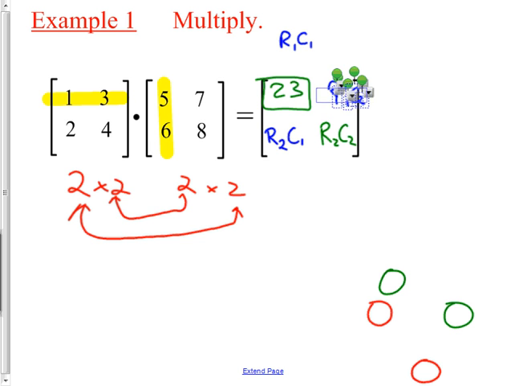I'm trying to move all of that over a little bit. Okay, row 1, column 2. Here's row 1, here's column 2. So the 1 and the 7 go together. 1 times 7 is 7. 8 times 3 is 24. 7 and 24 make 31. So that's gone. I'm going to put in a 31.